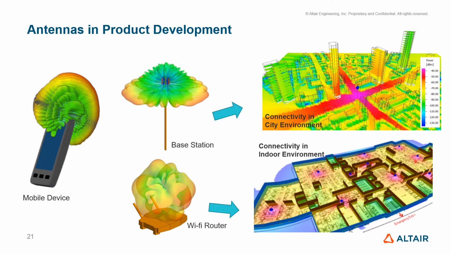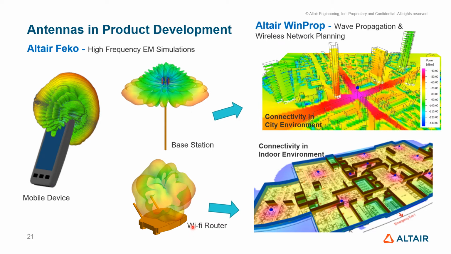These blue dots here indicate the placement of the Wi-Fi access points inside the building. Again, here Altair Feko can be used for the device modeling as well as the base station and Wi-Fi router modeling, and of course WinProp for the propagation and network planning. That is, if you have the protocols of your Wi-Fi protocol in the indoor environment, we can compute the connectivity at the data rates, etc. Same thing with the outside. If you have LTE or 5G protocols, we can compute the data rates for those protocols.